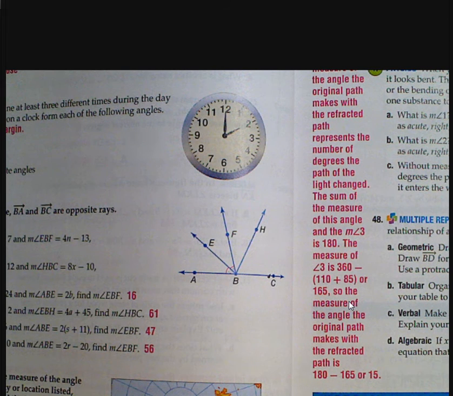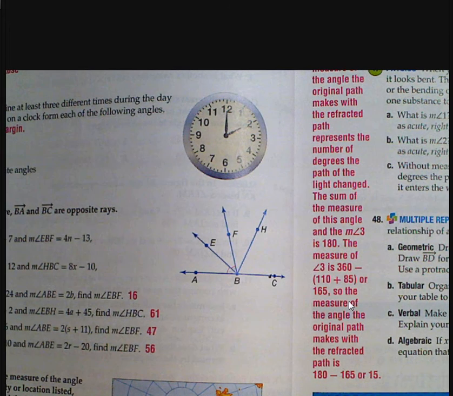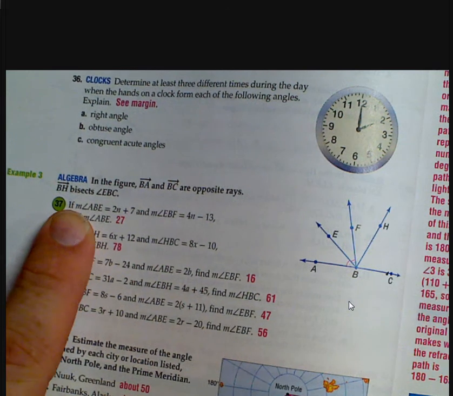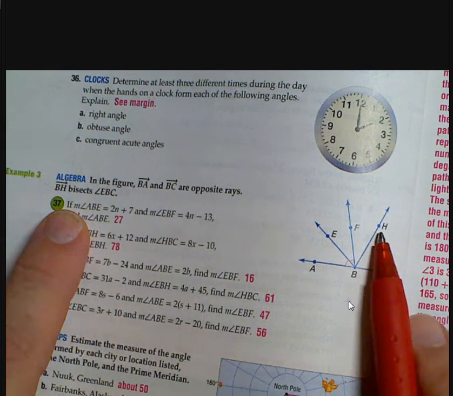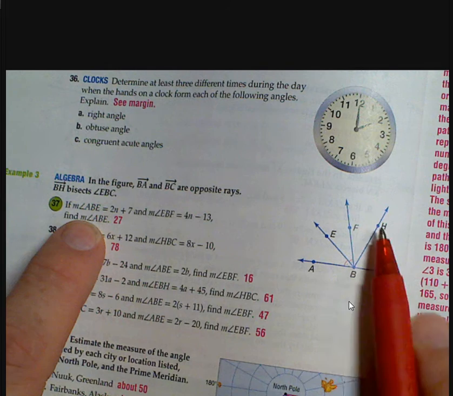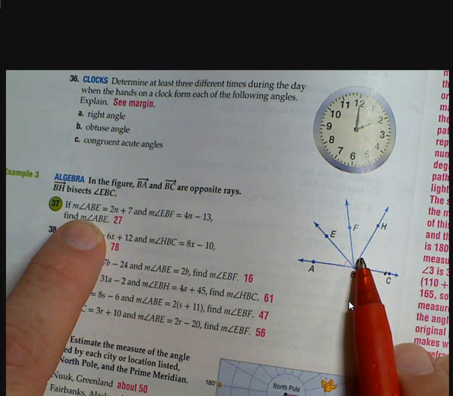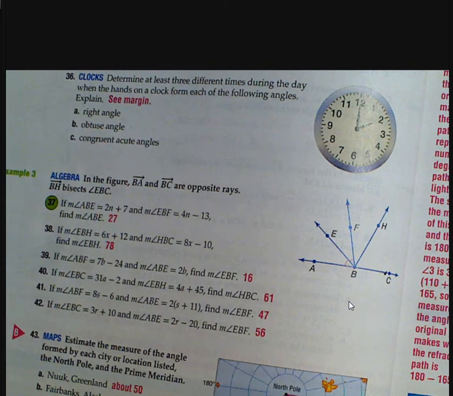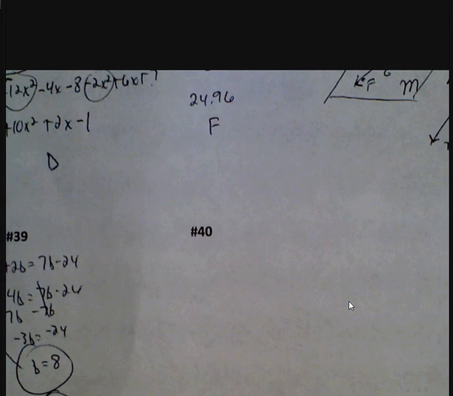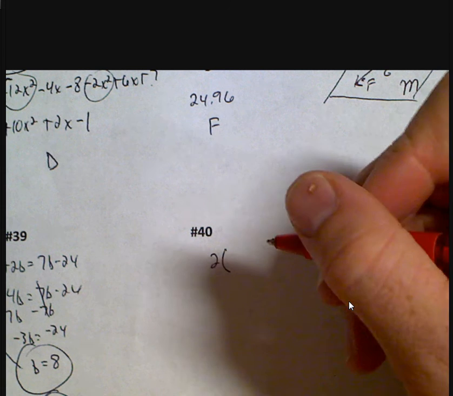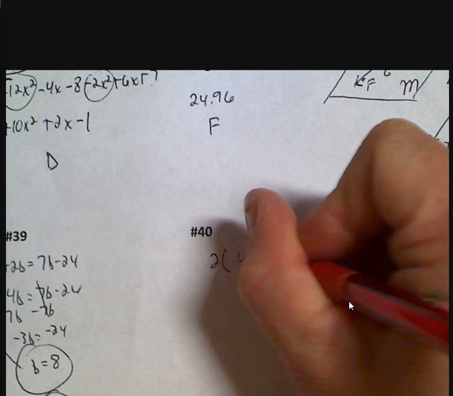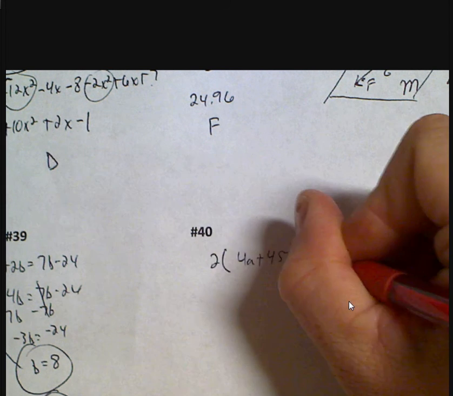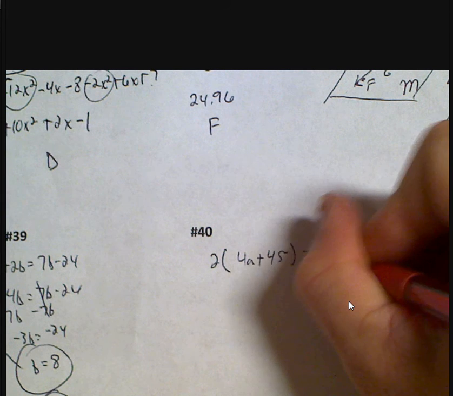This one's a little bit more difficult. Oh, BH bisects. Good, they had to tell us this. I forgot about up here. So that means EBH and HBC are both the same angle as well. So we actually have two of these. That's where I was getting confused. So I have two sets of 4A plus 45, and I know that this has to equal 31A minus 2.